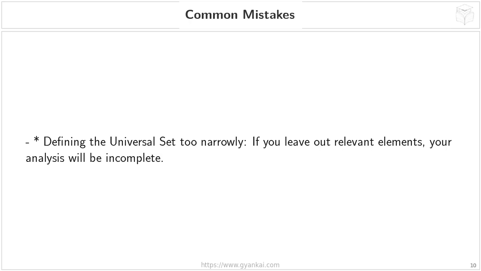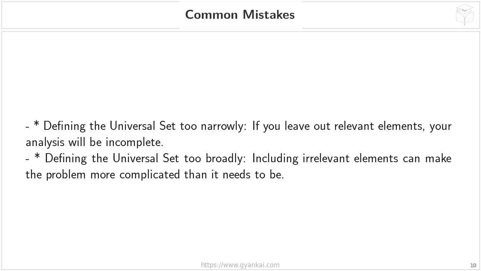Common mistakes. First, a very common error is defining the universal set too narrowly. What does that mean? Well, remember from the previous examples, the fruits, the numbers, the students, that the universal set needs to contain everything relevant to the problem. If you accidentally leave out an element that could be part of the discussion, your analysis will be incomplete. For instance, if we were talking about fruits and only included apple, banana, and orange, but forgot about strawberry, any question about strawberries couldn't be answered within our framework.